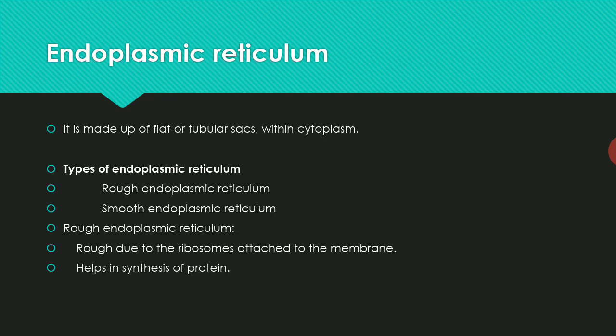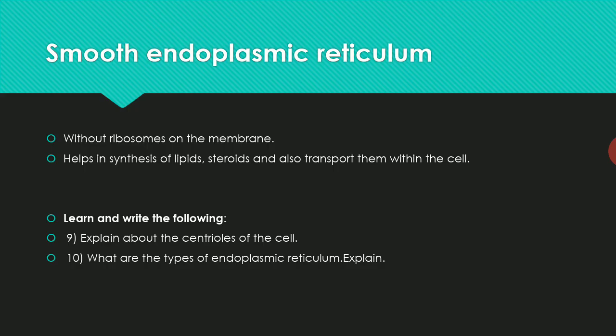Next, the smooth endoplasmic reticulum is without ribosomes on its membrane. The outer surface is not attached with ribosomes, so it is very smooth in nature. It helps in the synthesis of lipids and steroids, and not only synthesizing, everything is also transported inside the cell by the smooth endoplasmic reticulum.